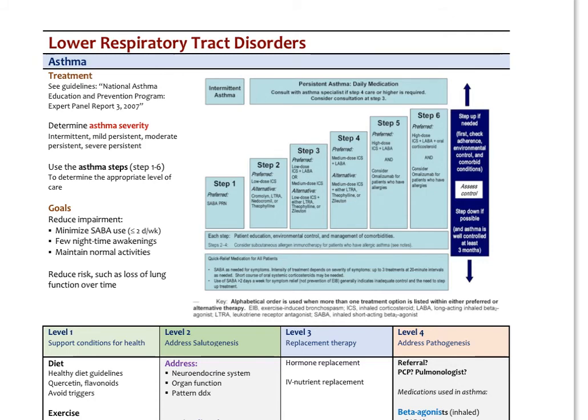So these guidelines for asthma assessment and treatment come from the National Asthma Education and Prevention Program. It's an expert panel from 2007. And again, we determine the asthma severity: intermittent, mild persistent, moderate persistent, severe persistent, and then use the asthma steps for the appropriate level of care. And the goals really are to reduce the impairment by minimizing the use of the SABA to hopefully less than 2 days a week, with few nighttime awakenings, and to maintain normal activities, and to hopefully prevent any airway remodeling over time. So that's kind of what we think about doing there.